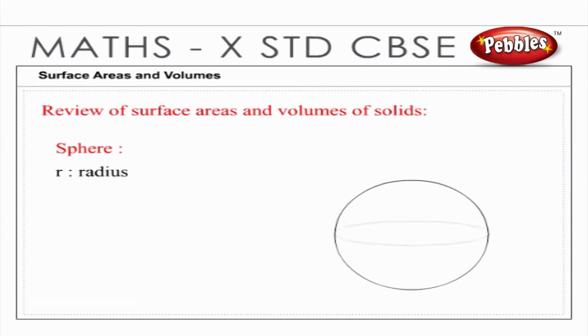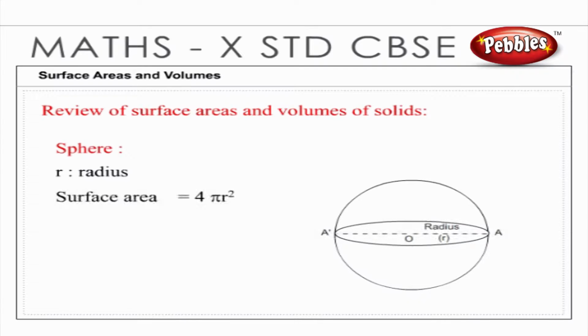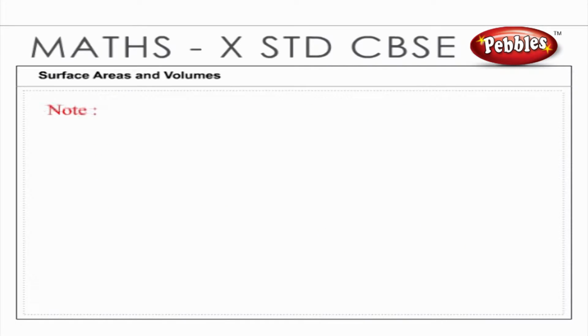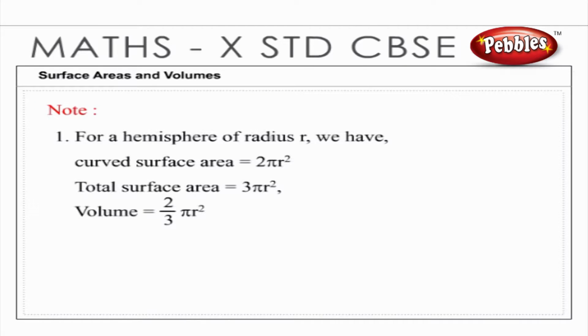Sphere. r, radius. Surface area 4 pi r squared, volume 4 by 3 pi r cubed. Note, Sum 1. For a hemisphere of radius r, we have curved surface area equal to 2 pi r squared. Total surface area equal to 3 pi r squared. Volume equal to 2 by 3 pi r cubed.